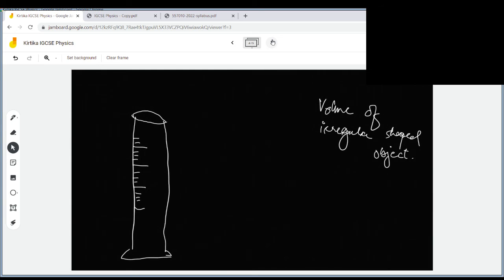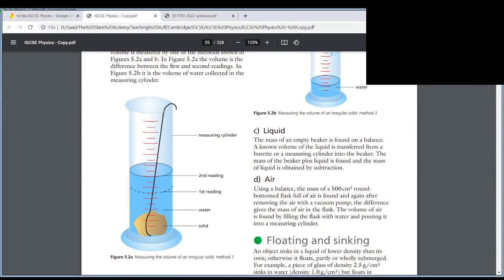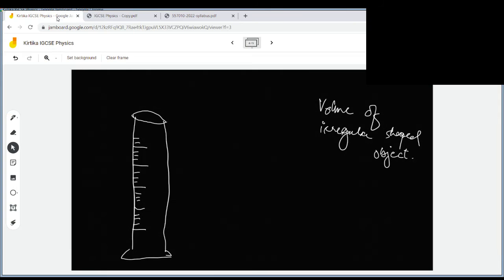Okay, here is what I'll do. I'll partially fill this tube, this volume tube, with water. What's this called? Measuring cylinder or measuring tube. When I fill this tube with water, it will show me the water level up to a certain mark. I will note that down.